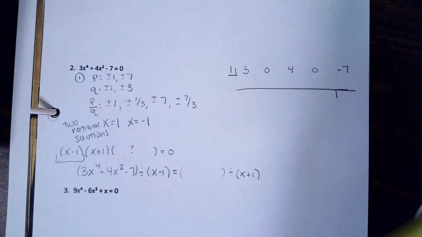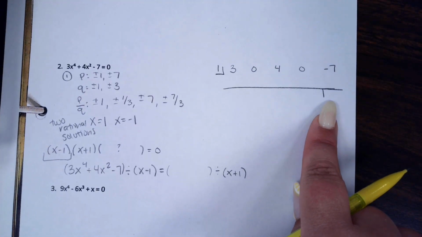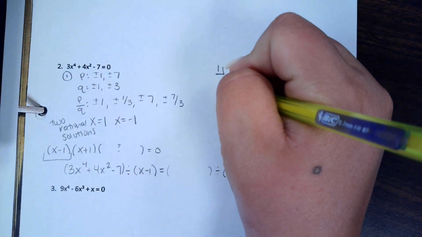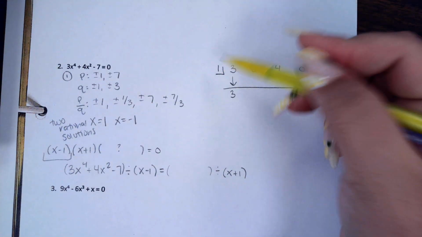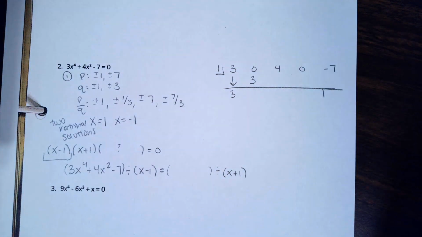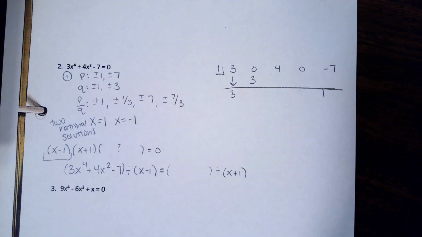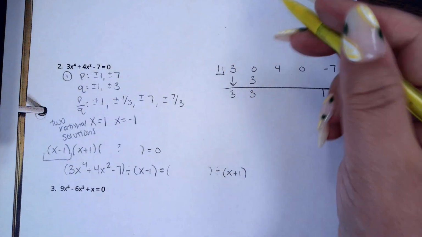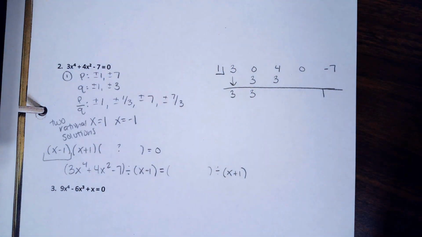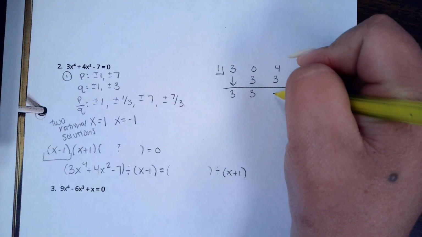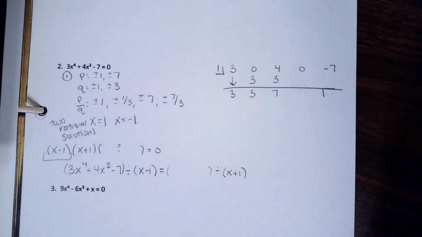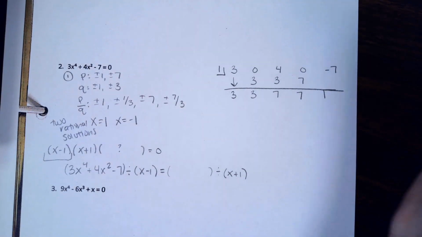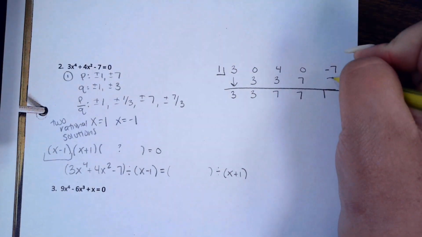Remember to put your box there. Whatever is in here is going to be our remainder. So let's go ahead and synthetically divide. Bring down the 3. 3 times 1 is 3. And then we add down. So 0 plus 3 is 3. 3 times 1 is 3. Add down again. 4 plus 3 is 7. Multiply again. 7 times 1 is 7.